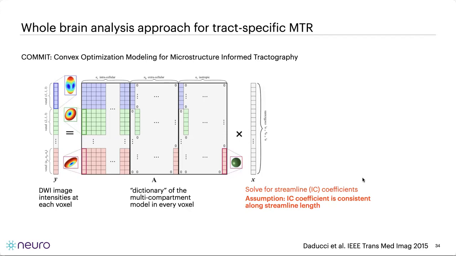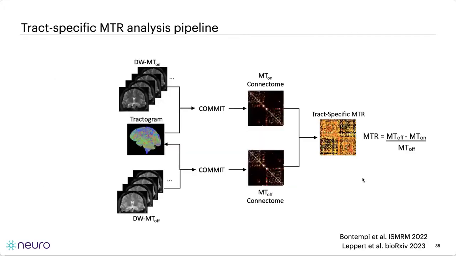Your data quality has to be good in the whole brain. If you have an artifact somewhere, it'll affect all of the results, right? Okay, but you end up with this improved specificity of having that stick fraction that is streamline specific. Again, you're making the assumption, which is valid in the healthy brain and in some disorders, but not in all of them, that this feature is consistent along the entire length of the streamline. That's the big assumption.